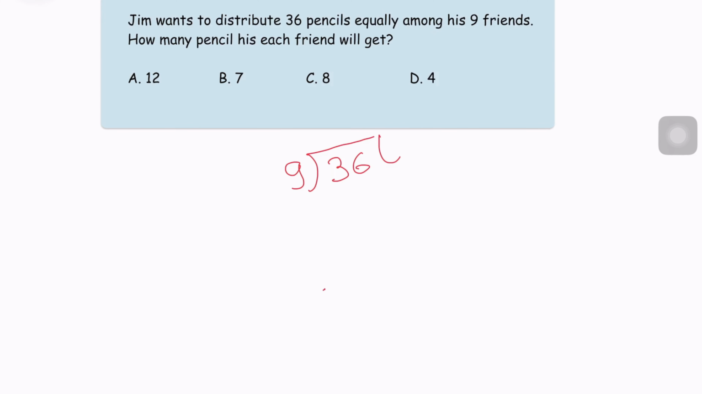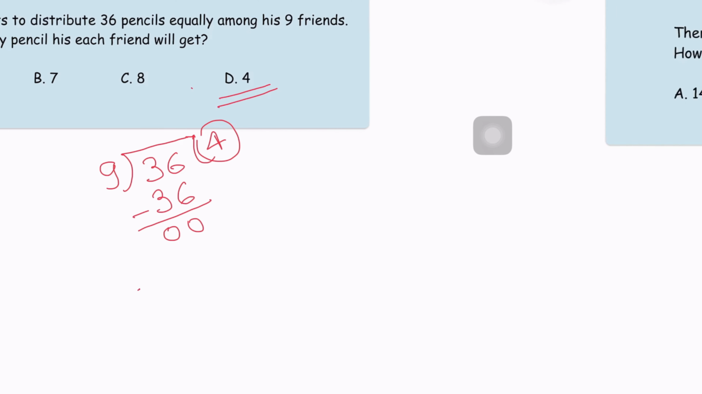Okay, so 9, if you know the table of 9, then we can say 9 fours are 36. So if Jim is going to distribute 36 pencils equally among his 9 friends, each friend will get 4 pencils. So the option number D is the right answer.